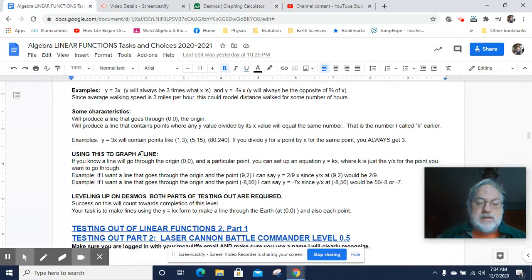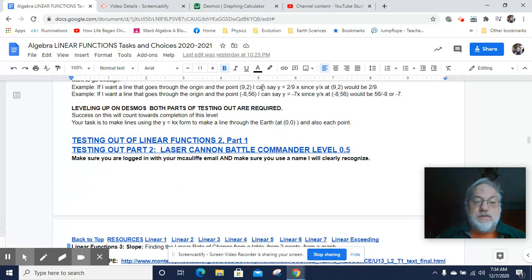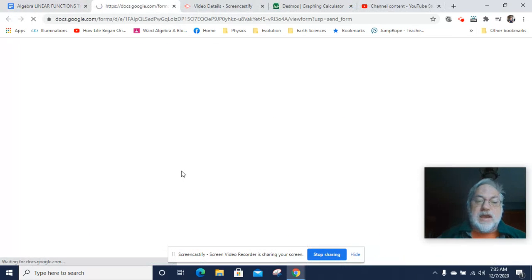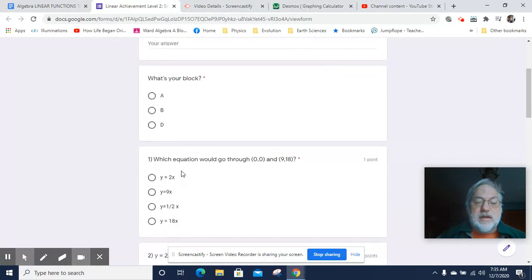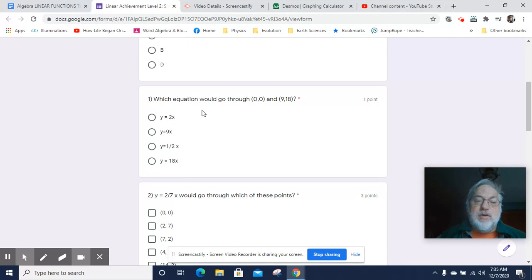So if we go into this, you have two things to do for this level. You've got a testing out thing. We just need to work out some stuff with these direct variations, and the direct variation questions that you're going to have are in this little testing out thing. You need to come up with an equation. Actually, this is something I should talk about a little bit. You should come out with an equation that goes through 2 points.